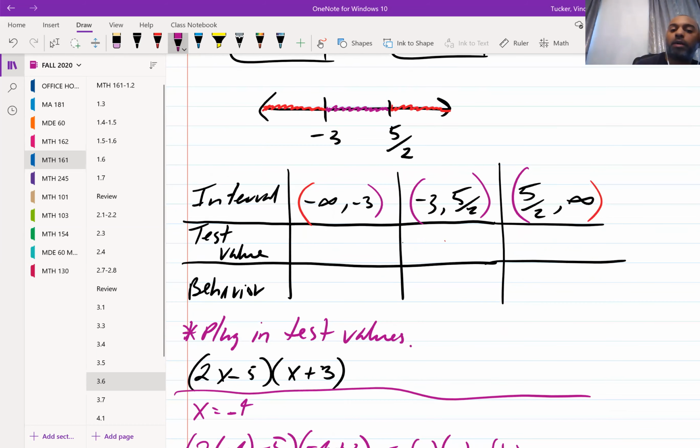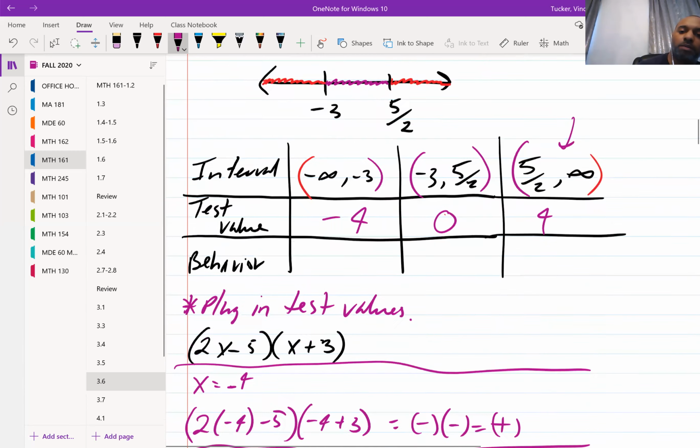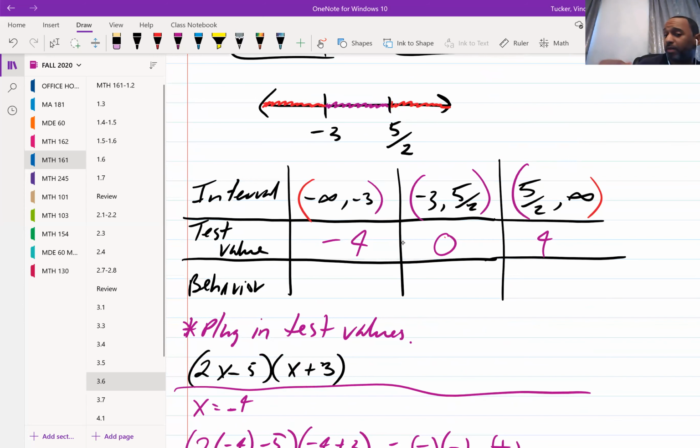So now we need test values. You just need any value that's in this interval. So I'm choosing -4. Any value in this interval, choosing 0. And then any value in this interval, I think I chose +4 last time. Let me see. Yep, I did. All right, but it doesn't matter. I'm just going according to my notes though. It doesn't matter what value you choose.